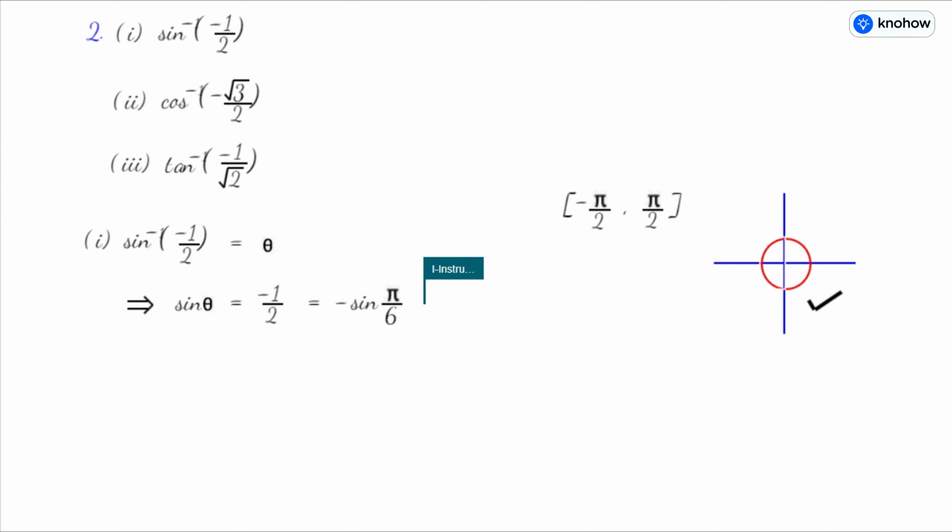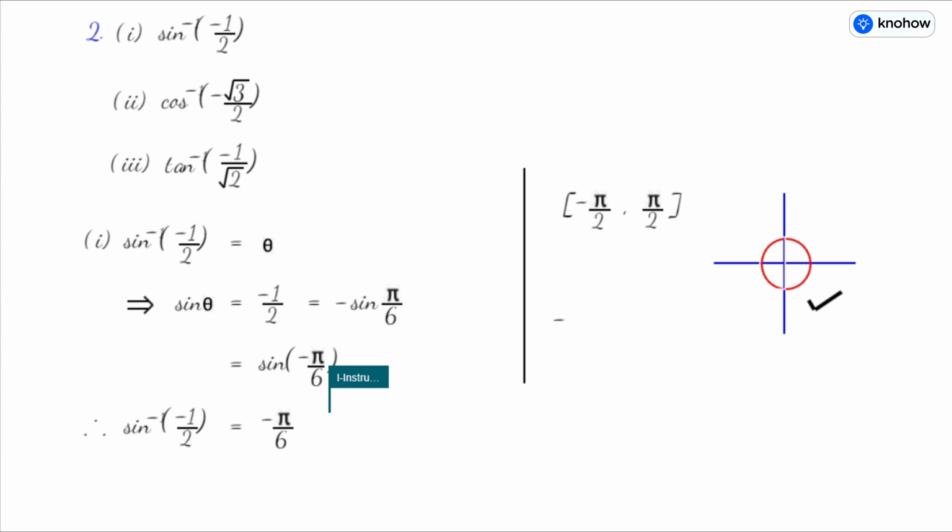And how do you put it in the fourth quadrant? Sine of negative pi by 6, because sine of minus theta is minus sine theta. So negative pi by 6 lies in the principal value branch. So what is the value of sine inverse negative half finally? Sine inverse negative half is negative pi by 6, and you know negative pi by 6 lies in the principal value branch, that is negative pi by 2 to pi by 2.